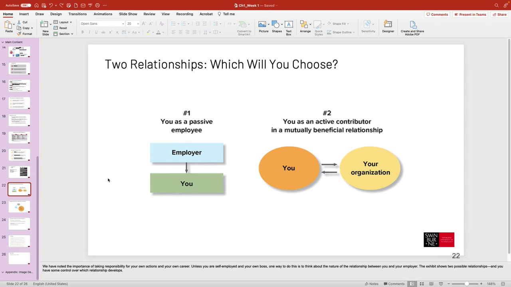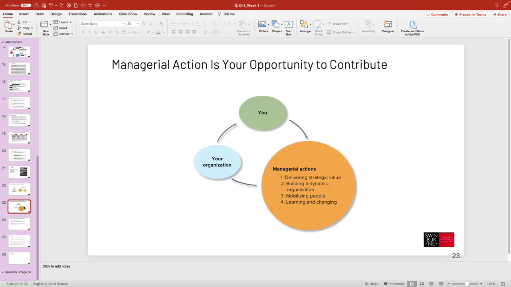Be innovative, be creative, work with your leaders, work with your peers to see what you can contribute to the organization and to create a strategic value for your organization as well. So if you go to the next slide, guys, you have your organization and some of the activities that you can do to create a mutually important value. So delivering strategic value depending on your organizational sense of strategic direction as well. Building dynamic organizations, mobilizing people or leading people and controlling them, learning and changing them.